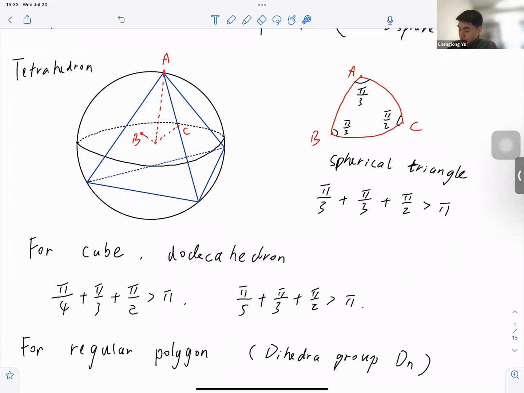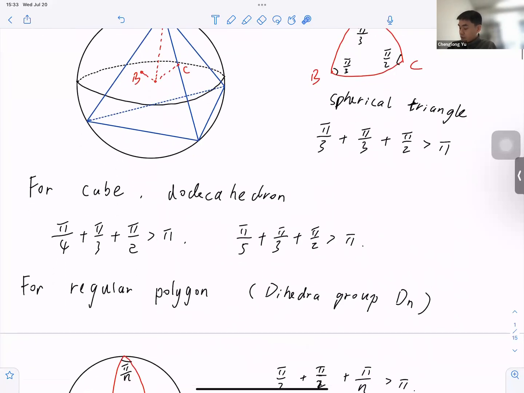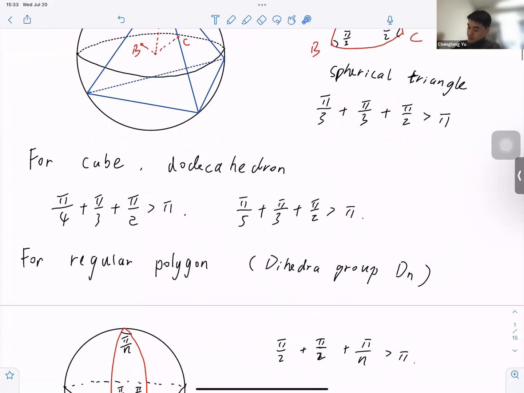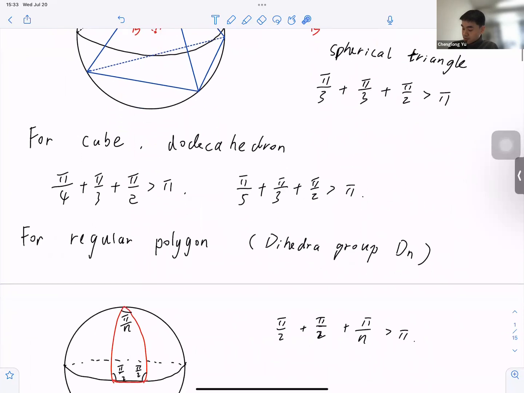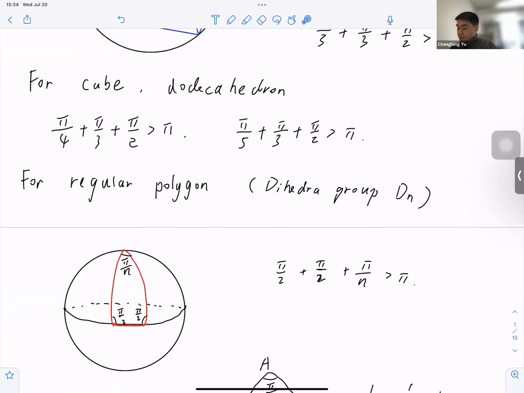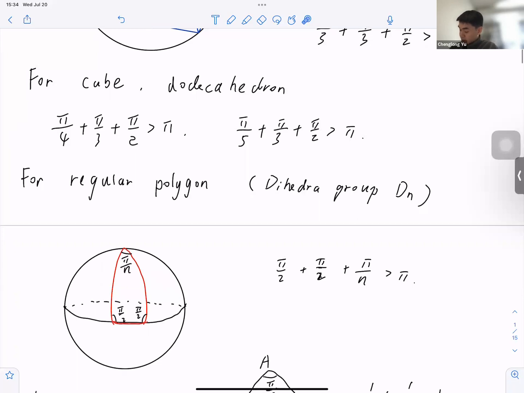And for a regular polygon, when we talk about the dihedral group, the symmetry group of a regular polygon, it can also be realized as a subgroup of O(3), and the fundamental domain is this triangle. We just take the north pole, and we take 2 points on the equator. We can form this triangle, and the angles are pi over 2, pi over 2, and pi over m. So the sum is also greater than pi.